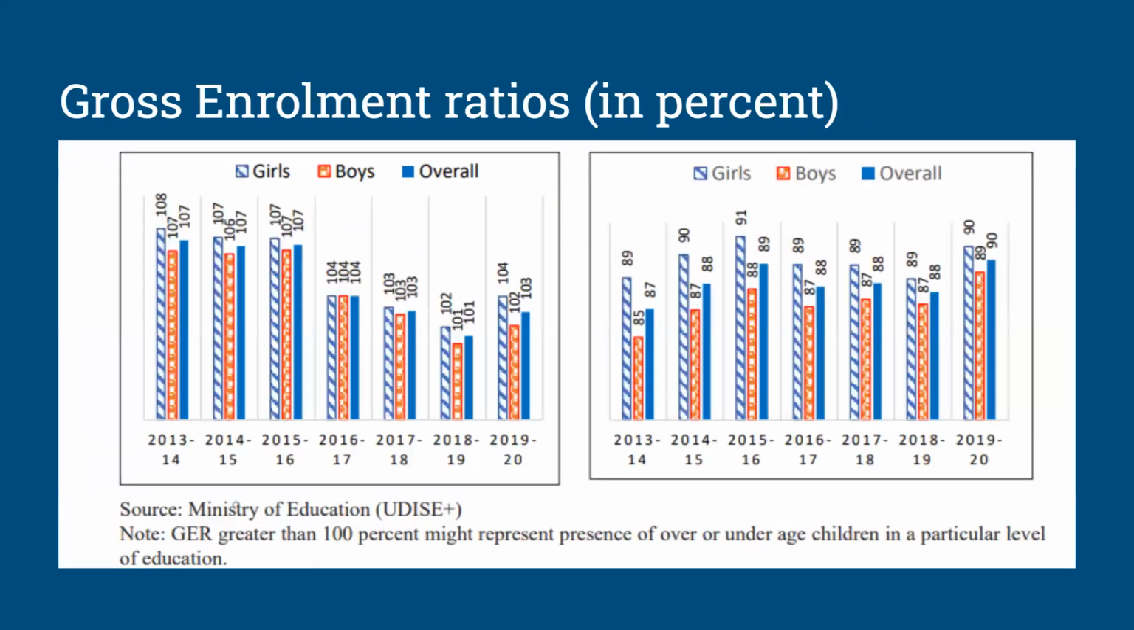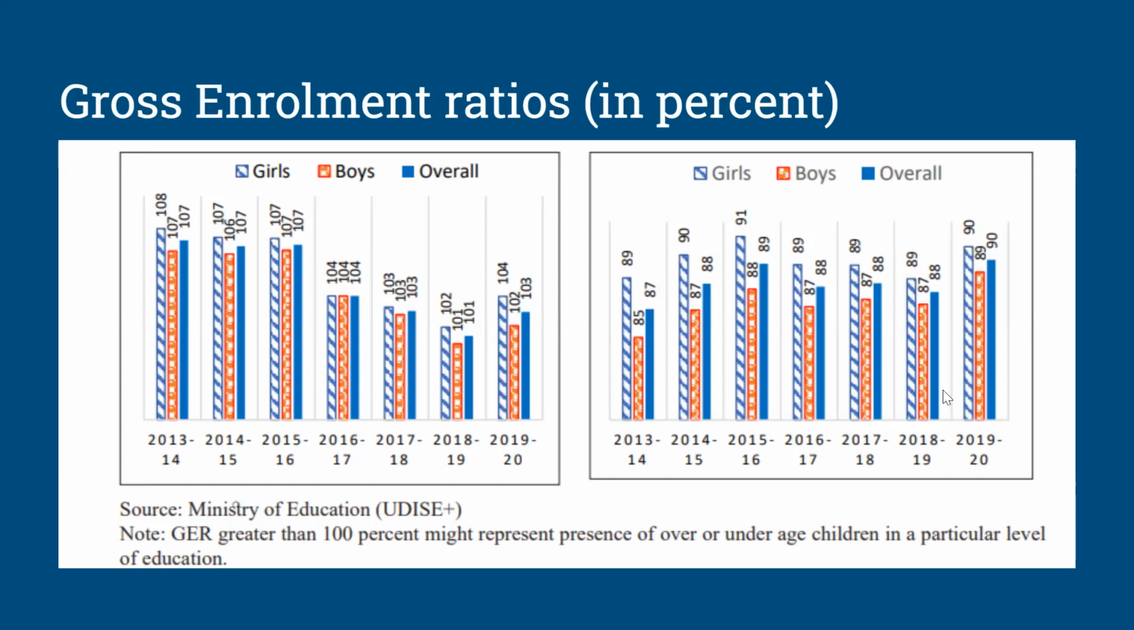Gross enrollment ratio. This data indicates primary school. This one indicates upper primary school. So 2016-17, 2017-18, 2018-19 it became a bit stagnant. This gross enrollment ratio has reduced when compared to the previous year, but the trend has again increased in 2019-20.